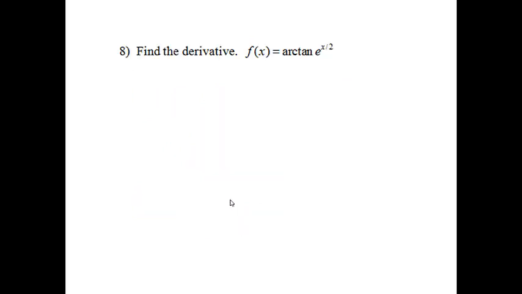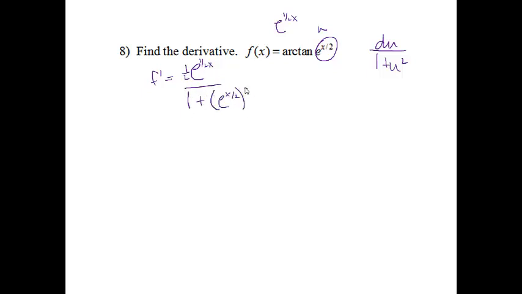Okay, question 8. Find the derivative of arctan of e to the x over 2. So in this problem, since I'm dealing with arctan, I know that the derivative is du over 1 plus u squared. So in this case, u will be e to the x over 2. Rewriting this, it would really be e to the 1/2 x. I do know the derivative of e to the u is just e to the u du. So this is going to be e to the 1/2 x times 1/2, and then all over 1 plus u squared, so 1 plus e to the x over 2 squared.